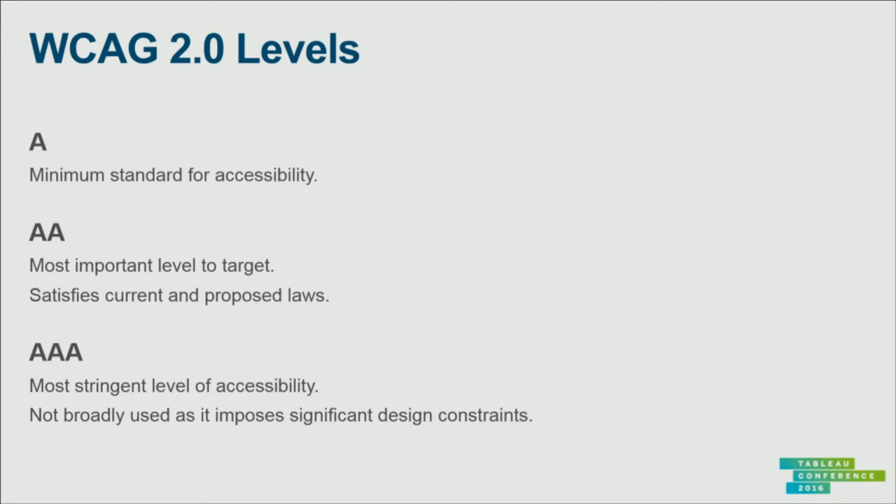And so if you are trying to make something AA, then it has to satisfy all of the A and AA requirements, is how that works. AA is actually the most important one to target. A is very minimal. AA is really the standard. And that's what government agencies test for, is AA conformance and so forth. And that's the one that we will target.